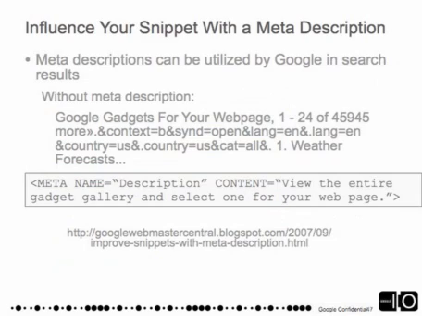Without a meta description, we saw that Google Gadgets for your web page, 1 through 24 of 45,000. But if you just added this, we would probably be using it. It's not a guarantee, but if we find it's a quality meta description, it can often be shown in search results. So this says meta name description content equals: View the entire gadget gallery and select one for your web page.